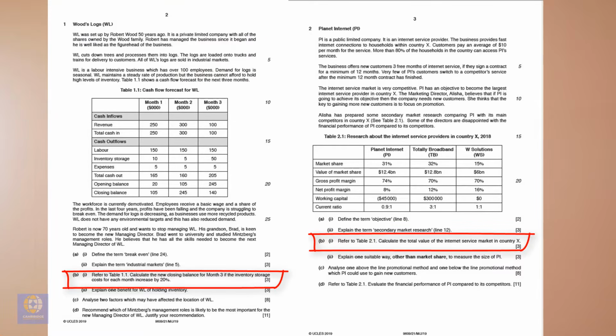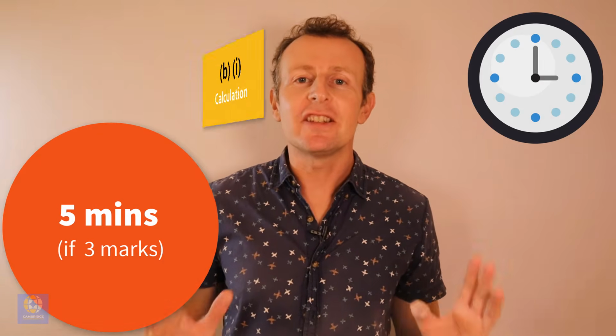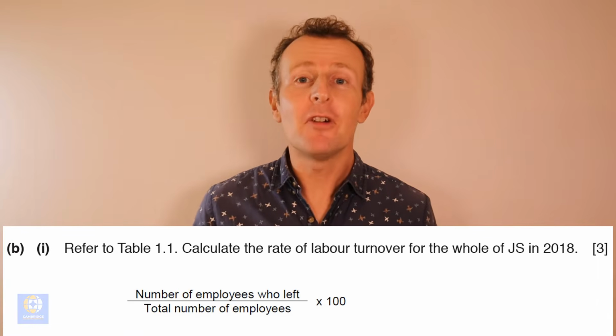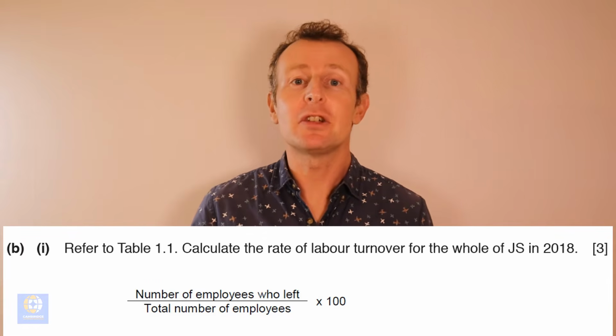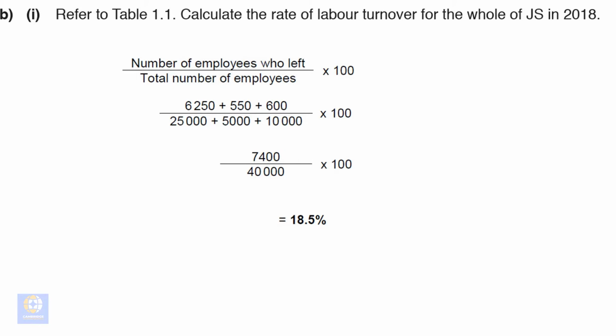Unlike Paper 1, you always have 2 short calculation questions on Paper 2, nearly always question B, Part 1. It's easy to spend too much time on this question, so set yourself the limit of 5 minutes. The calculation itself is usually straightforward. Finding the figures can be difficult. Write down the formula to guide you. So labour turnover is the number of employees who left over the total number of employees times 100. Here you can see the full working out, which gives us the answer of 18.5%. You don't need the percentage sign to get full marks, but it's always good practice to put it in.